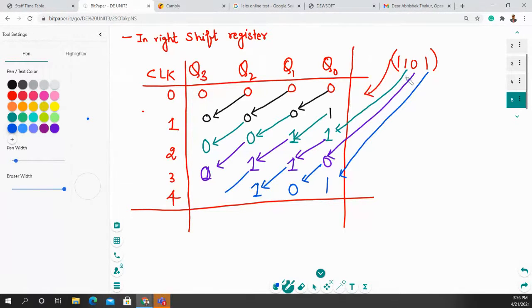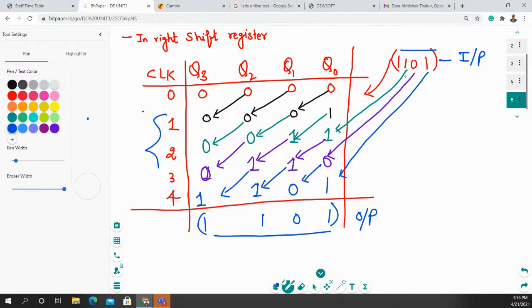Again you will get the similar input which you are transmitting. This is your input, and this is your output. So you will get the same output as you have inputted, the same binary number. So how many clock pulses do you require? You require 4 clock pulses to get the output similar as the input.